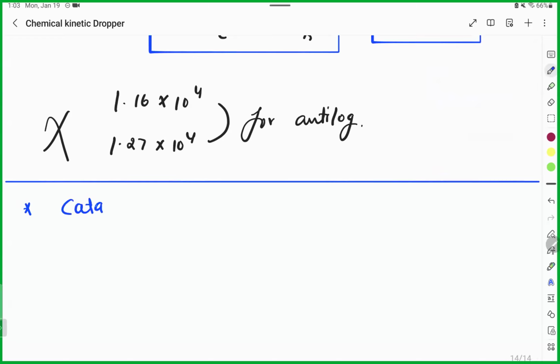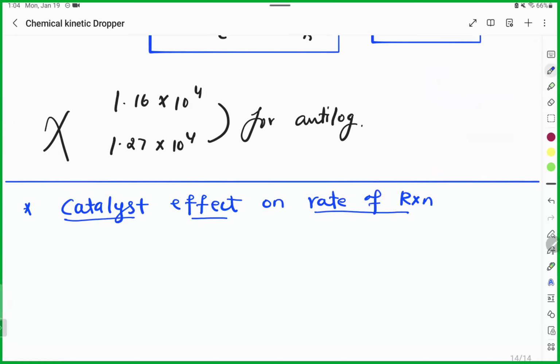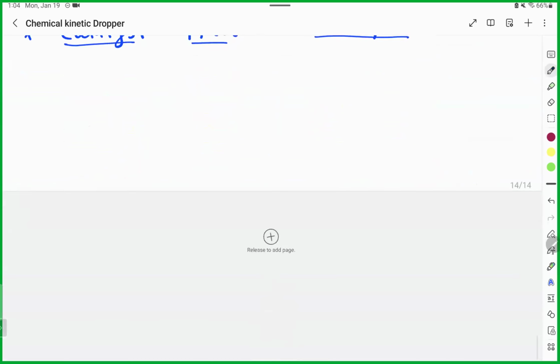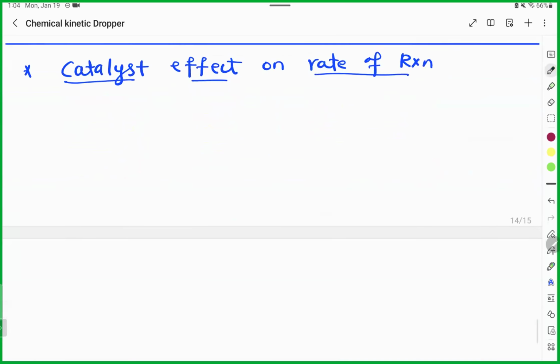Catalyst. We discussed the impact of the temperature. Now we want to study what is the effect of the catalyst on the rate of reaction. So what will be the impact? When you add a catalyst in any reaction, it increases the rate of reaction without doing any chemical change.